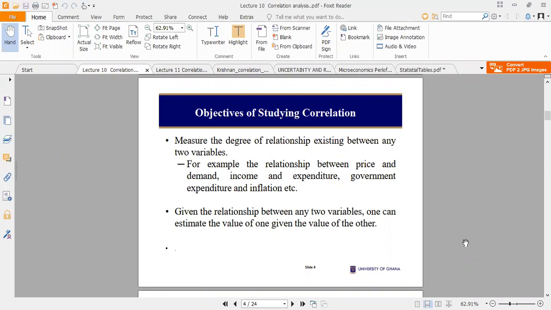Just to know the degree of relationship between the two variables. We want to know if they move together or they move in opposite directions, or there is no relationship between them at all. If we are able to know this, then maybe if there's an increase in income, we can direct part of it to saving. That is, if there's a correlation or relationship between them.